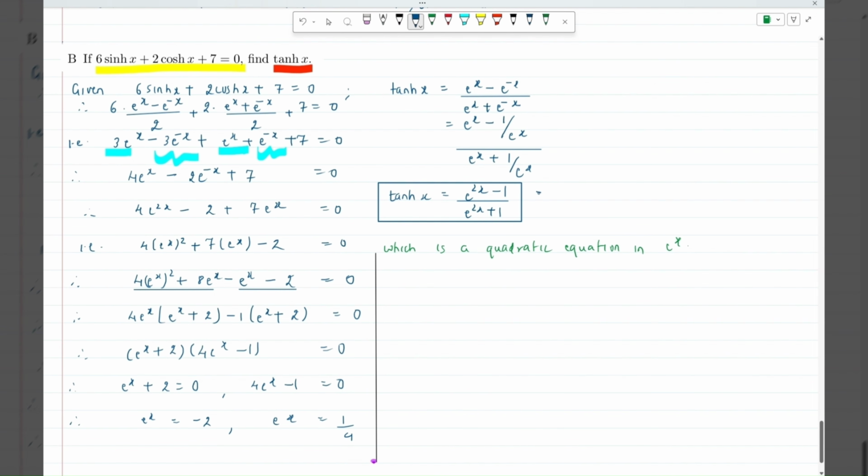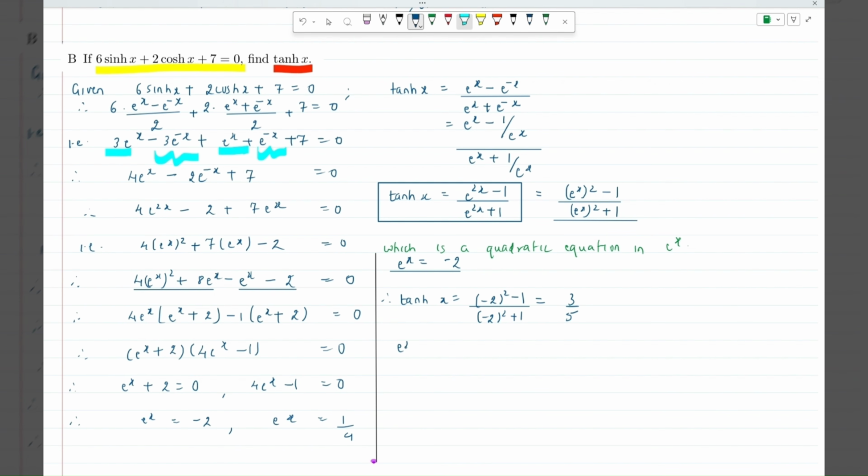Now if we just come back over here, this is nothing but (e raised to x) square minus 1 divided by (e raised to x) whole square plus 1. So let us assume the value of e raised to x as -2 first. So when we do this, the value of tanh of x is going to be, we'll directly substitute it in this expression, and we get (-2) squared minus 1 over (-2) squared plus 1, which is going to be 3 over 5.